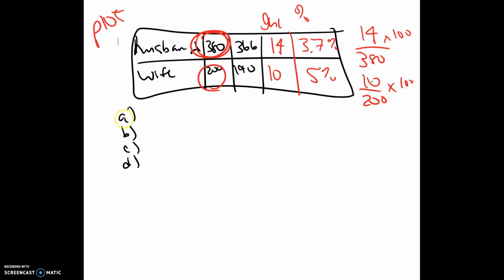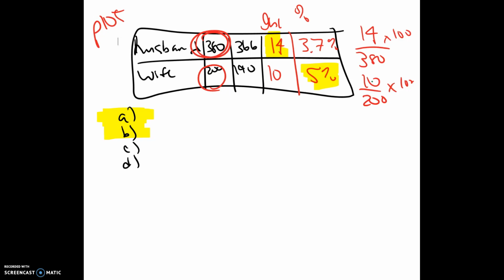So if we look at A, the husband lost more pounds. Well, did the husband lose more pounds? Yes, he did. So A is correct. That's a correct answer. B, the wife lost a higher percentage of her weight. Well, if you look there, she did. She actually lost a higher percentage. So B is correct. Okay, let's look at C.